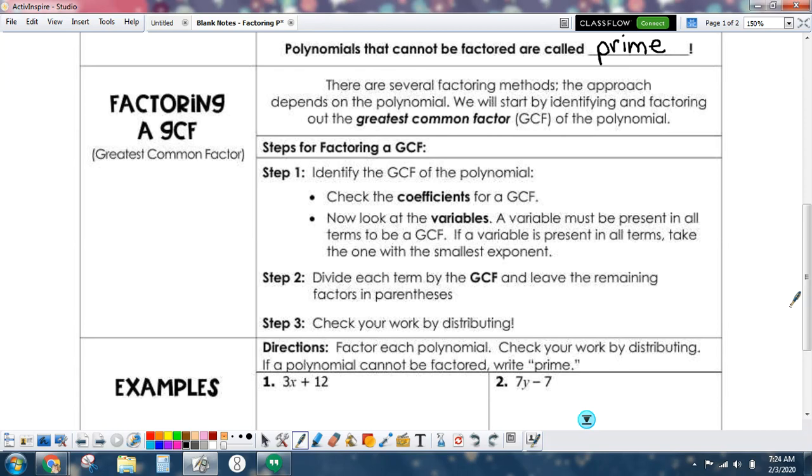So your steps for that: step 1 is to identify the greatest common factor of the polynomial. So you're going to check your coefficients first for the greatest common factor. And then you're going to look at the variables. And a variable must be present in all terms to be a GCF. If the variable is present in all terms, then you can take the one with the smallest exponent. And then step 2 is to divide each term by the GCF and leave the remaining factors in parentheses. And then check your work by distributing. So we kind of did something similar to this whenever we were doing the simplifying radicals. It's kind of the same idea.